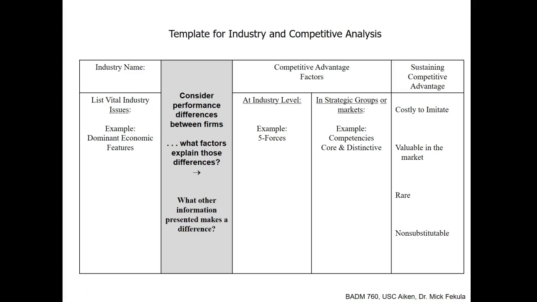Finally, this is a model I put together over time to capture some of the more important features of strategic management and its contribution to performance. Starting on the left, you can see that first we look at the industry within which the company operates, and in doing that, we want to find out why some firms perform better than others. As we move to the right, we find that this has to do with competitive advantage factors. We will discuss Porter's 5 forces model in that regard, and also strategic groups, which relates to position and core and distinctive competencies. Then, as shown on the right, it is important to consider how to sustain one's competitive advantage. The factors involve products or services that are costly to imitate, valuable in the market, rare, and non-substitutable. So we will be referring to these kinds of concepts throughout the course.